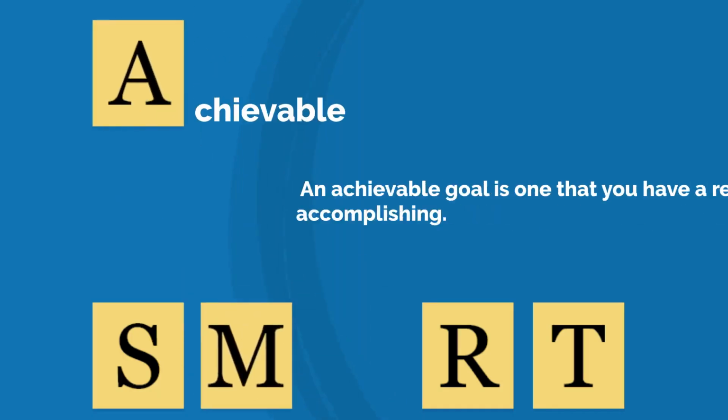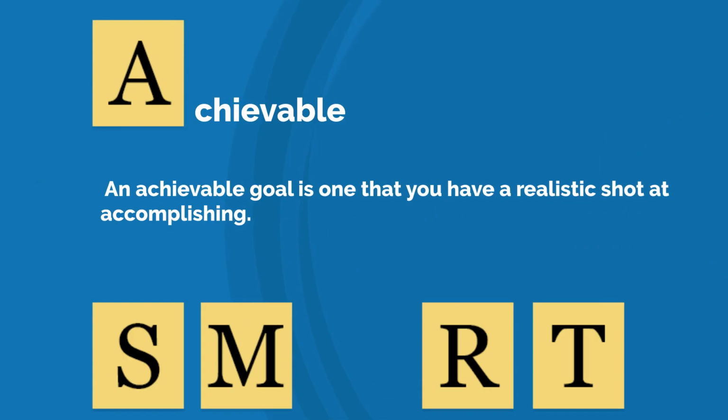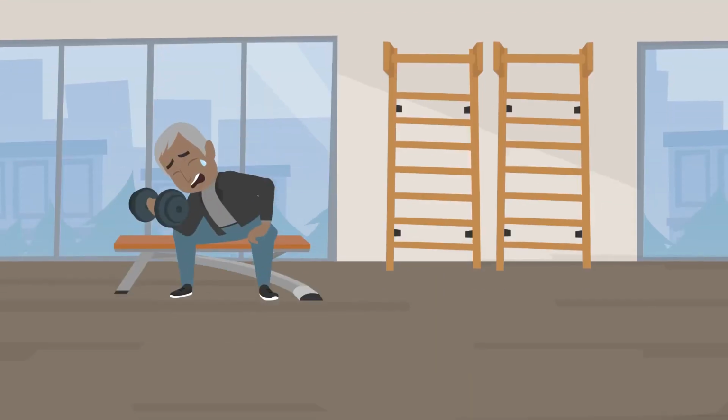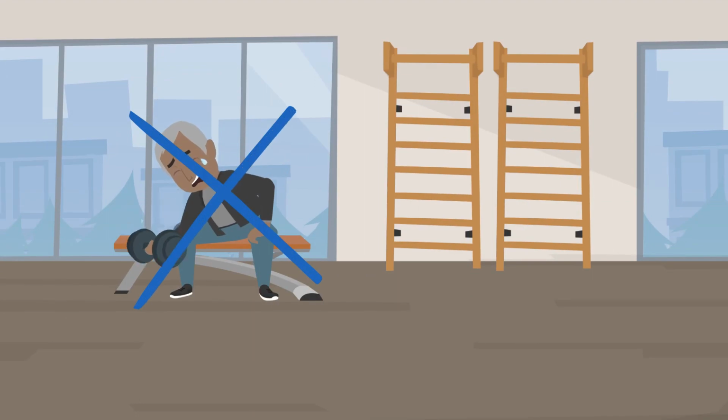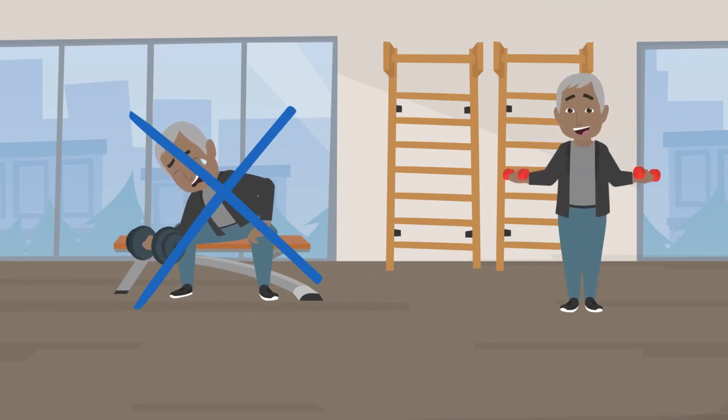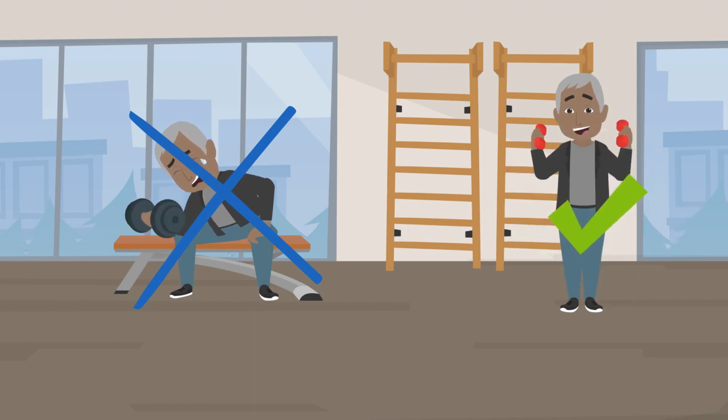A is for achievable. An achievable goal is one that you have a realistic shot at accomplishing. Do 10 bicep curls with a 120-pound dumbbell every day probably isn't achievable. Do 10 bicep curls with a 10-pound dumbbell every day probably is.